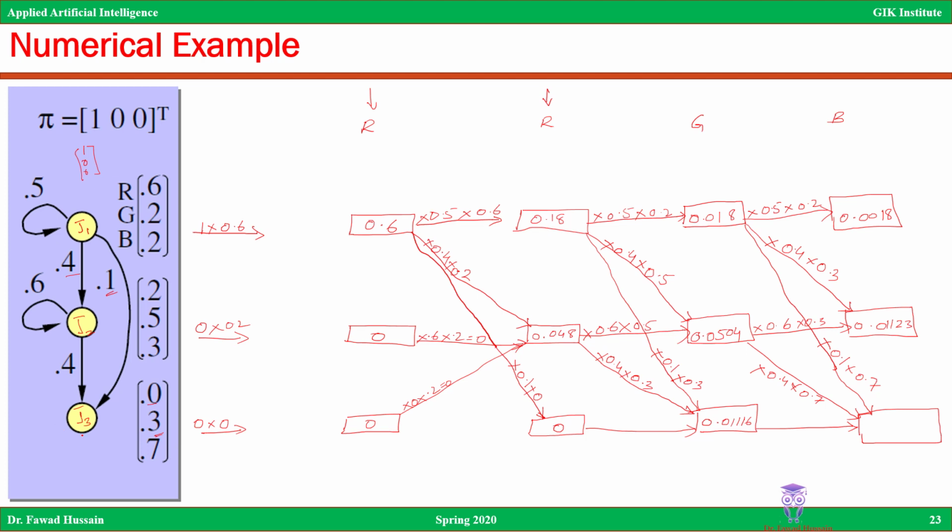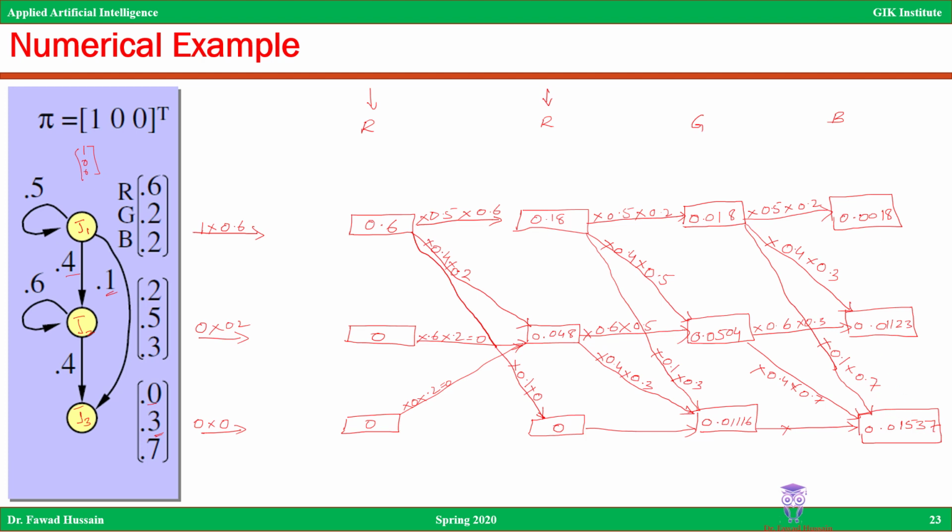And there is no self loop here, so I'm going to ignore this. So it's the same as multiplying by 0, and this is going to give me 0.01537. So what this tells me is the probability that the last blue will be selected from the first jar is this, from the second jar is this, from the third jar is this.